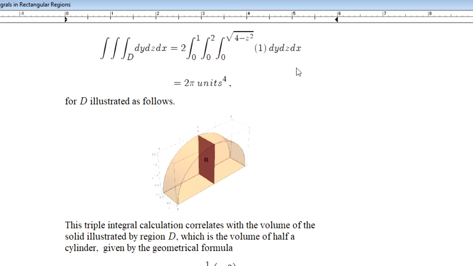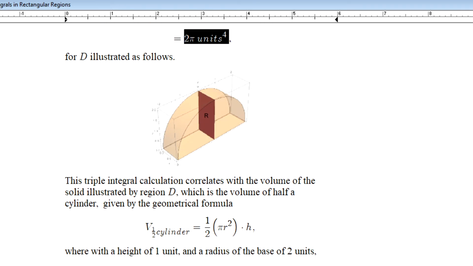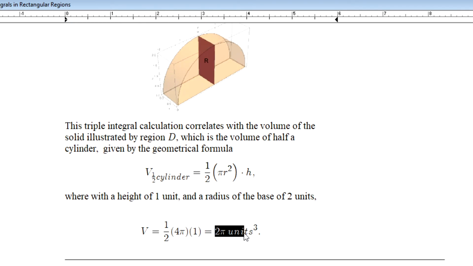And as we do see, that triple integral calculation that gave us 2 pi quartic units does equate to the measurement we would have for the volume of region D, which would be 2 pi cubic units found by the geometrical formula for half a cylinder.